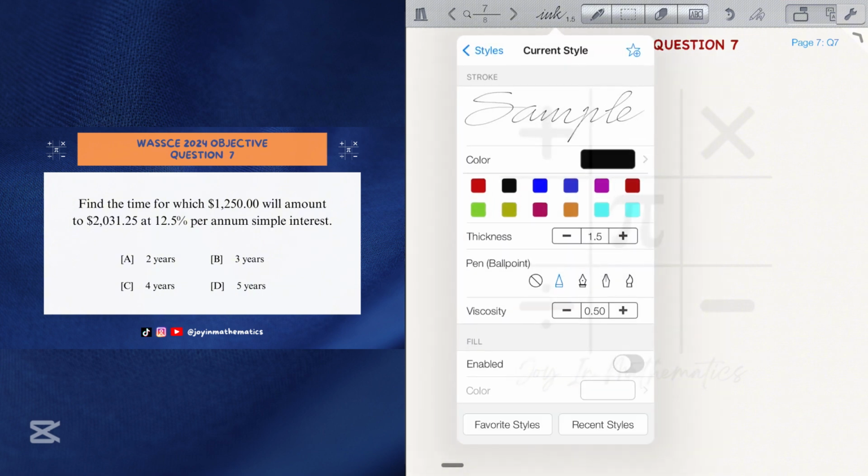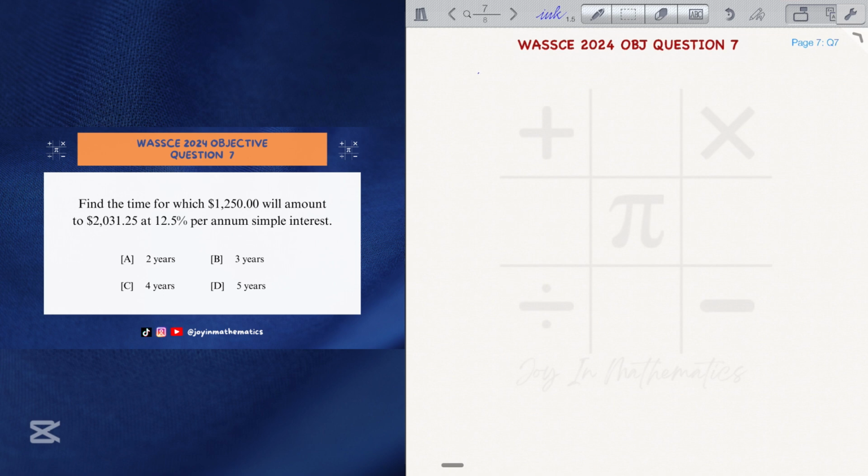Now to proceed further, we are going to write out the formula of simple interest. We understand that simple interest is equal to the principal amount P multiplied by the rate R, multiplied by the time T divided by 100. So we understand that simple interest is equal to PRT divided by 100. So from the question, the principal amount is given as $1,250 and the rate is given as 12.5% per annum. We are looking for the time and the simple interest.